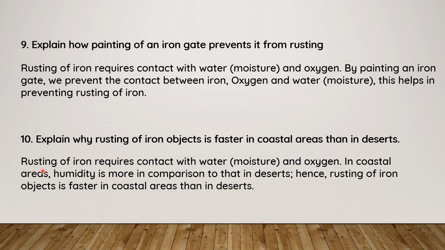Yes, just read that one. Rusting of iron requires contact with water and oxygen. In coastal areas, humidity is more in comparison to that in desert. Hence, rusting of iron objects is faster in coastal areas than in deserts. So these 9th and 10th answers you can write in your notebook.